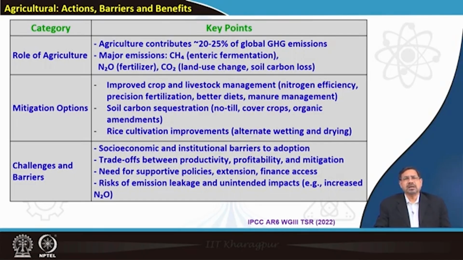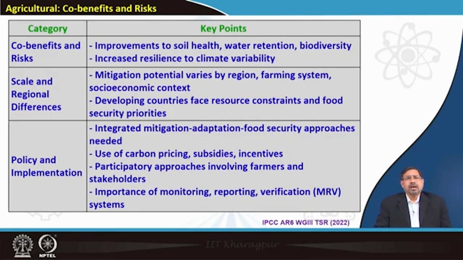As far as the barriers are concerned, there are socio-economic and institutional barriers to adaptation, trade-offs between productivity, profitability and mitigation, the need for supportive policy, extension, finance access, and risks of emission leakage and unintended impacts such as increased nitrous oxide. In terms of co-benefits, there is improvement to soil health, water retention, biodiversity, and increase in resilience to climate variability.